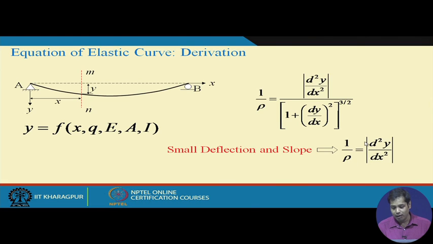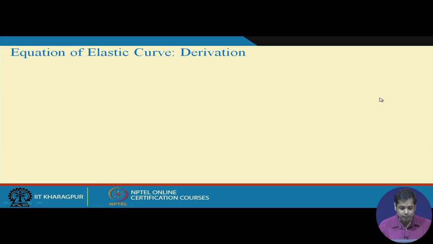Okay, you put a star mark here, this absolute value. We will discuss what will be the sign of this radius of curvature as we move on. Okay, so now radius of curvature is this. Curvature is this.